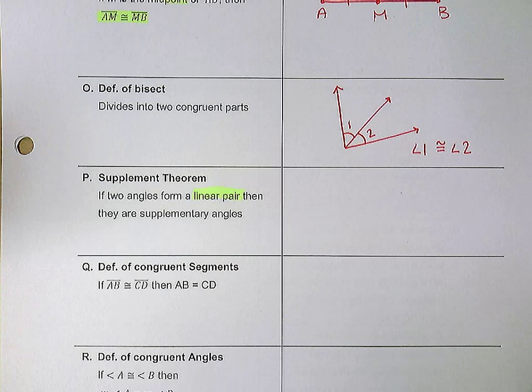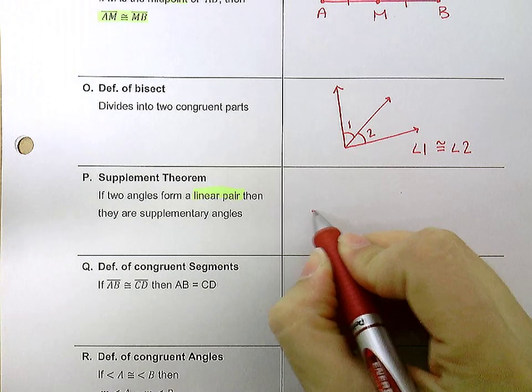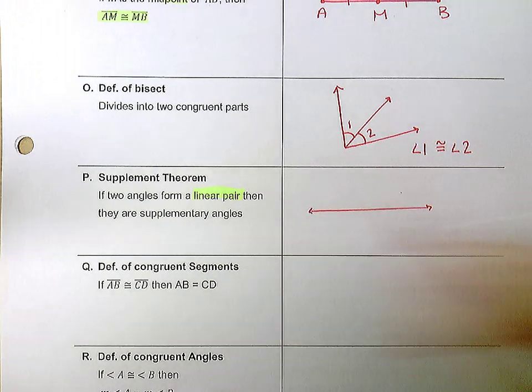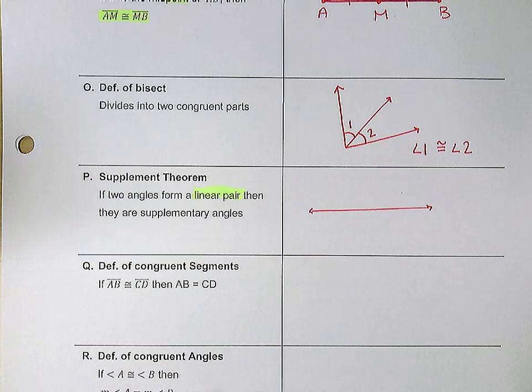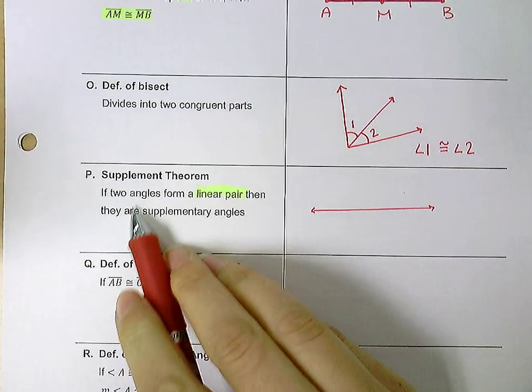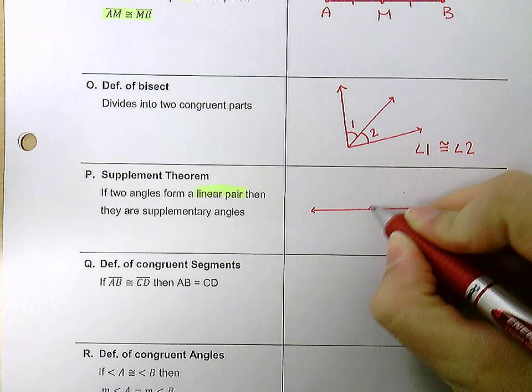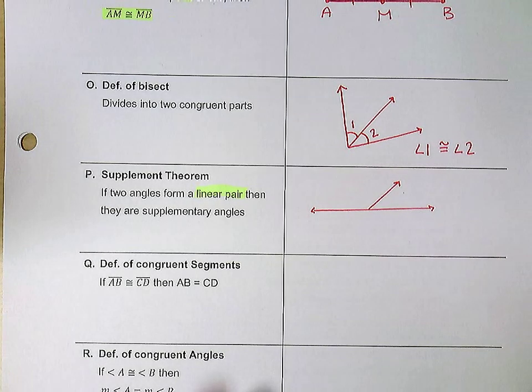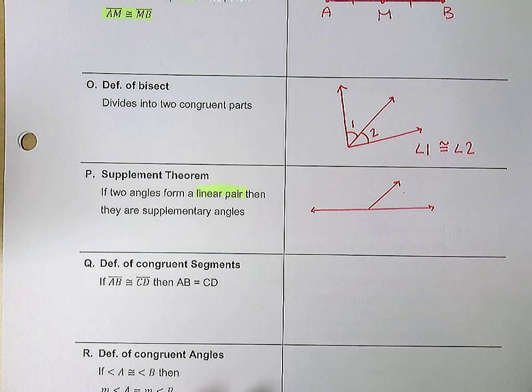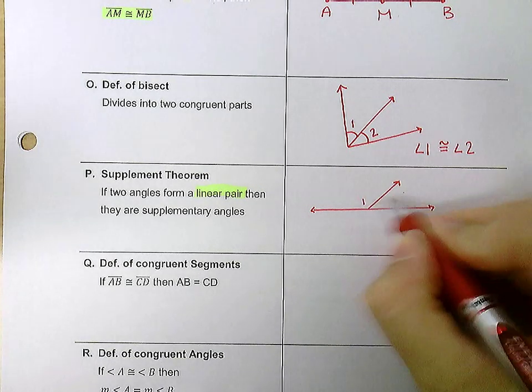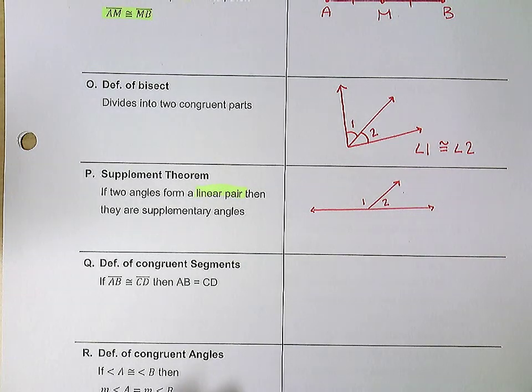We talked about what a linear pair was in chapter 1. In order to use the supplement theorem, they have to form that linear pair. So they have to form a straight line, and you do need two angles. Here are my two angles, and again, I'm going to label them 1 and 2.